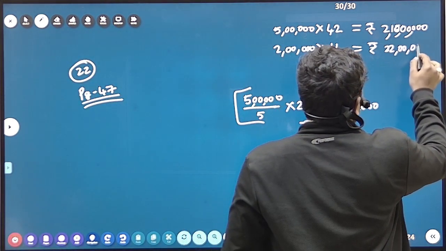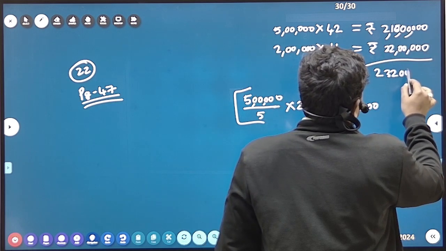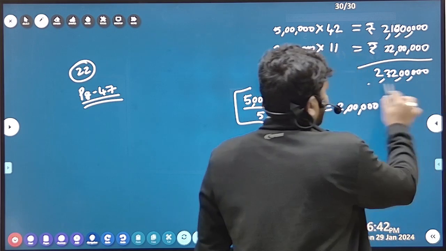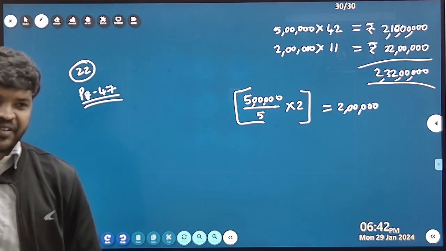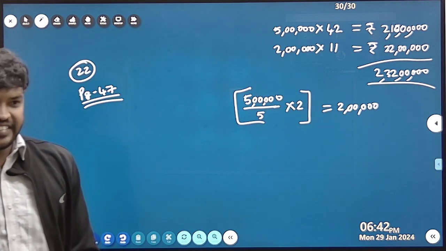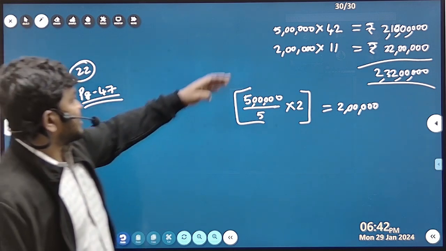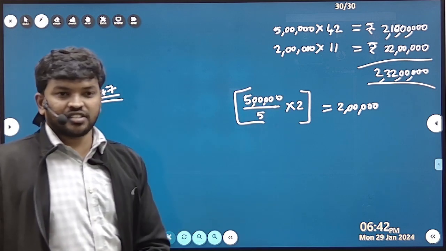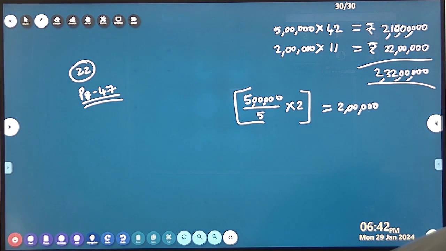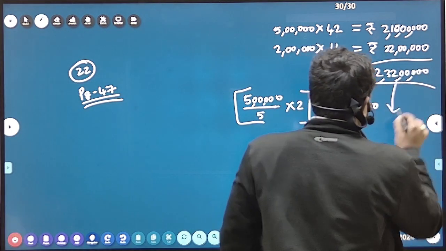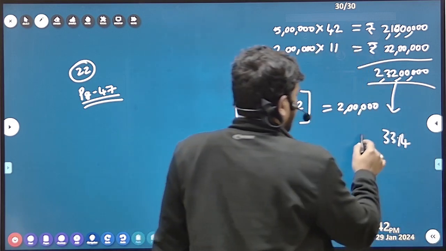22 lakhs. Tell me the total here. 2 crores 32 lakhs. Yes? 2 crore 32 lakhs divided by 7 lakhs. Tell me the amount. Seven lakhs is the total number of shares. How much? 33 point? Very good. Exactly. 33.14. Sir, what is the price before rights issue?